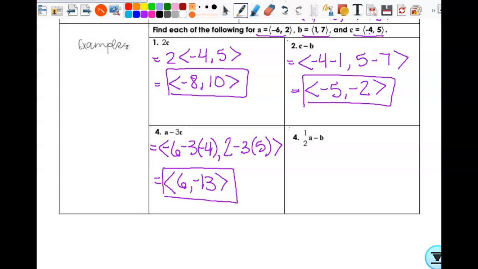Any questions about any of that? All right, so on number 4, there's a fraction bar missing. So put in that fraction bar, and then you do number 4.